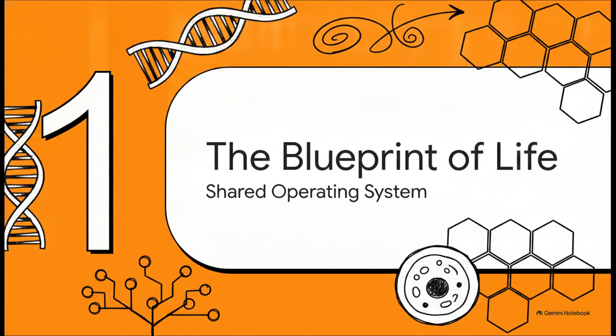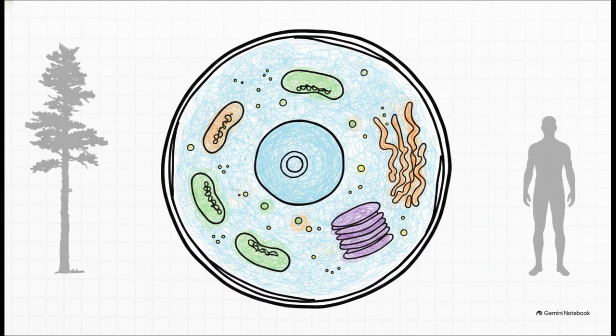Section 1, the blueprint of life, our shared operating system. To solve our ostrich egg mystery, we first need to look at the universal blueprint that serves as the baseline operating system for all living things. The crucial point here is that all plant and animal cells share standard internal equipment. Whether you're looking at a towering redwood tree or the person standing right in its shade, your cells are running on the exact same fundamental hardware.